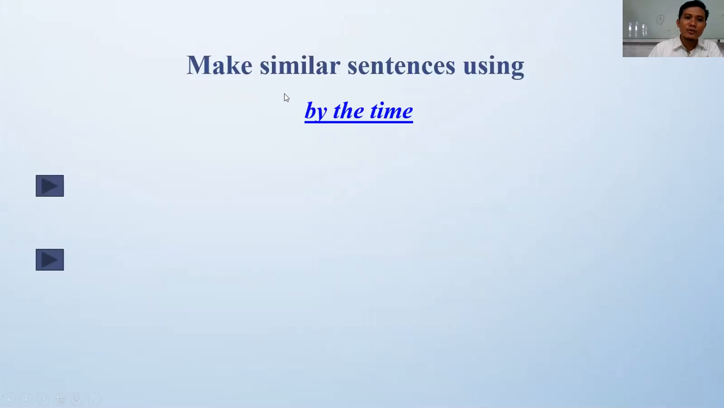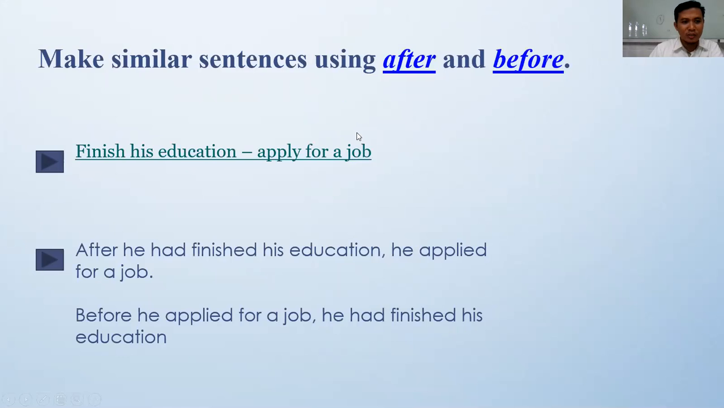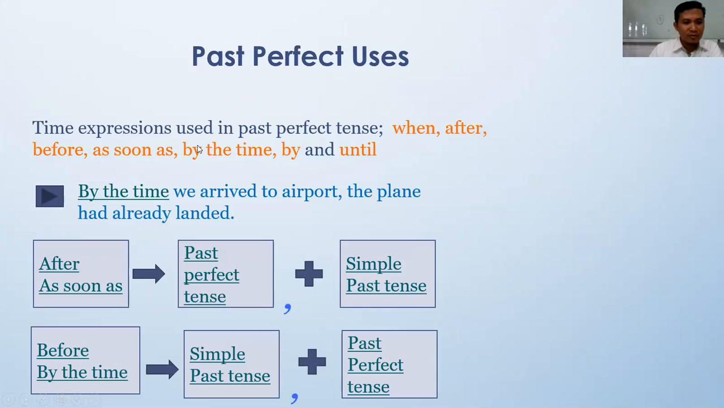Now also you can use by the time. You understand how to use by the time? So the previous one is like I gave you already before this one. By the time. What does it mean by the time? Pada saat ya. By the time we arrived at the airport, the plane had already landed. So by the time is followed by simple past tense, and then the second is past perfect tense. But still, the first action is this one, the plane had already landed.